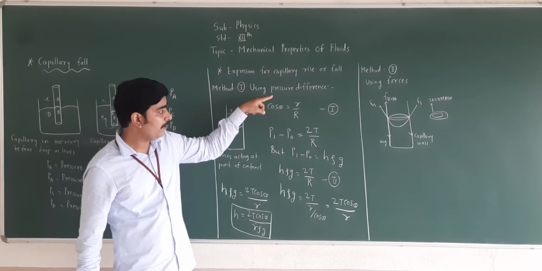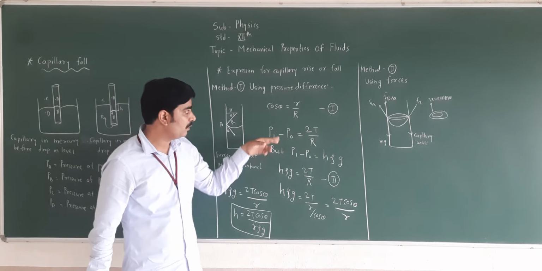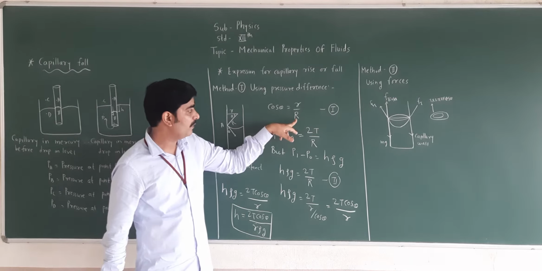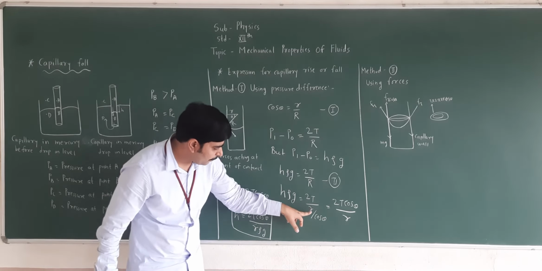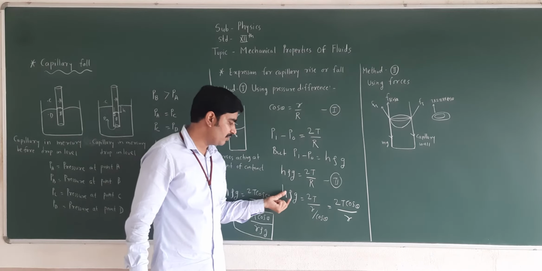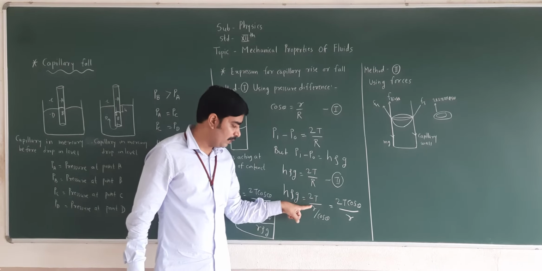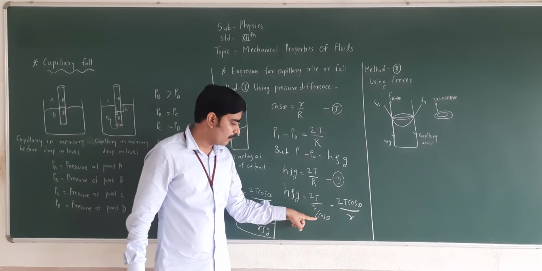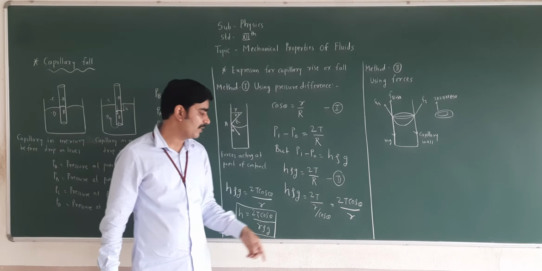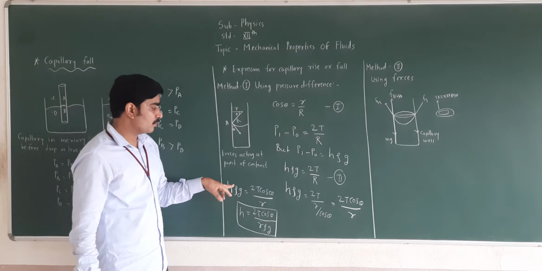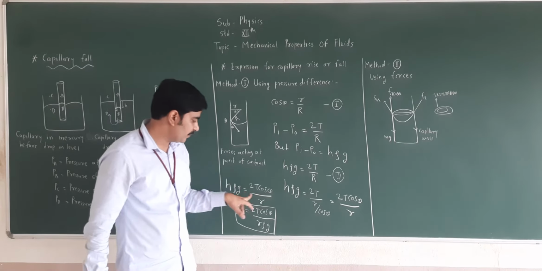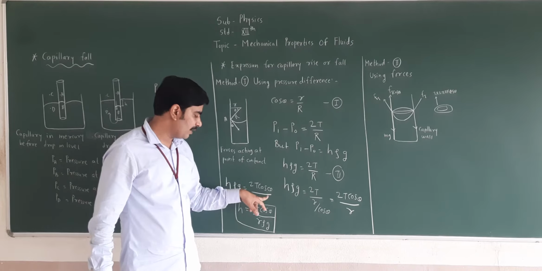Then from equation number 1, you should substitute the value of capital R. What will be the value of capital R? Small r upon cos theta. So what is our equation? H rho G is equal to 2T upon r divided by cos theta. When cos theta goes to the numerator, it becomes 2T cos theta upon r. Again we come to here. So H rho G is equal to 2T cos theta upon r.